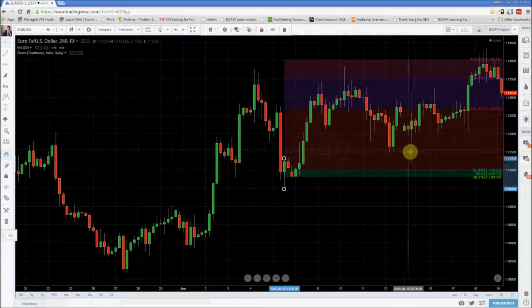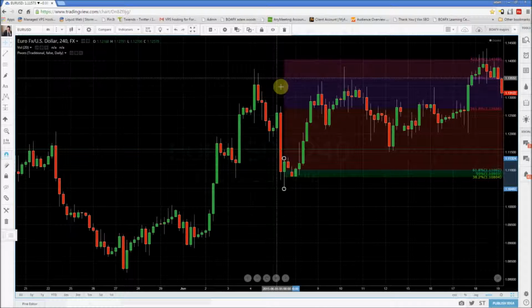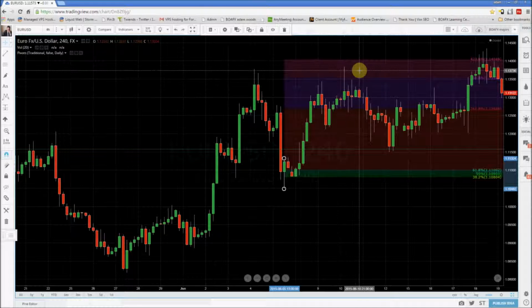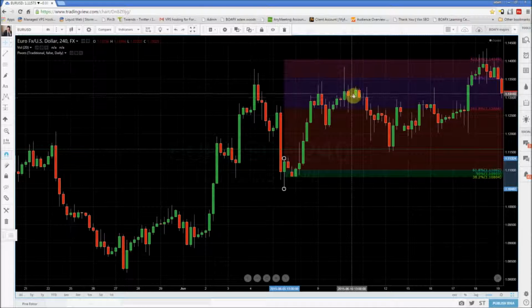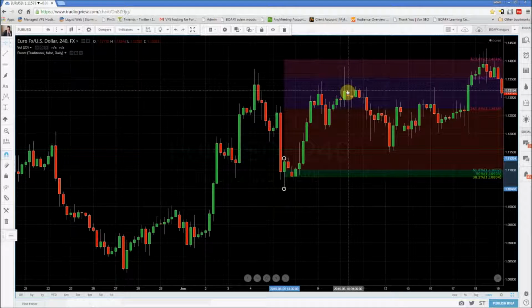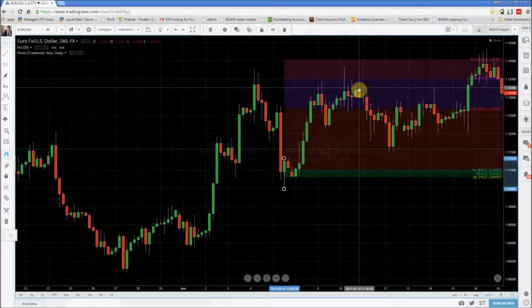Now what happens if we continue up here and we get this rejection at this level? We get a pin bar rejection at this level. Again, we get a little bit of indecision, but then we get rejection. Let's just say these candlesticks are formed, a bit more of a case for a sell trade.